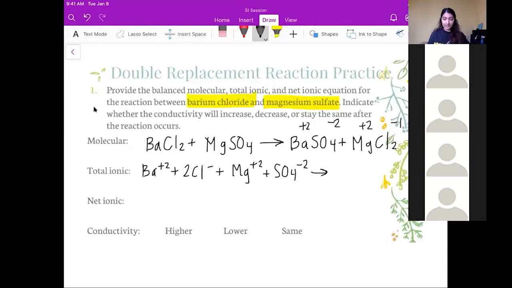Okay, so now to the product side. Does BaSO4 break up or stay together? Stay together, yeah, correct. This one is going to stay together and form a precipitate. So we always include the subscript s for solid.